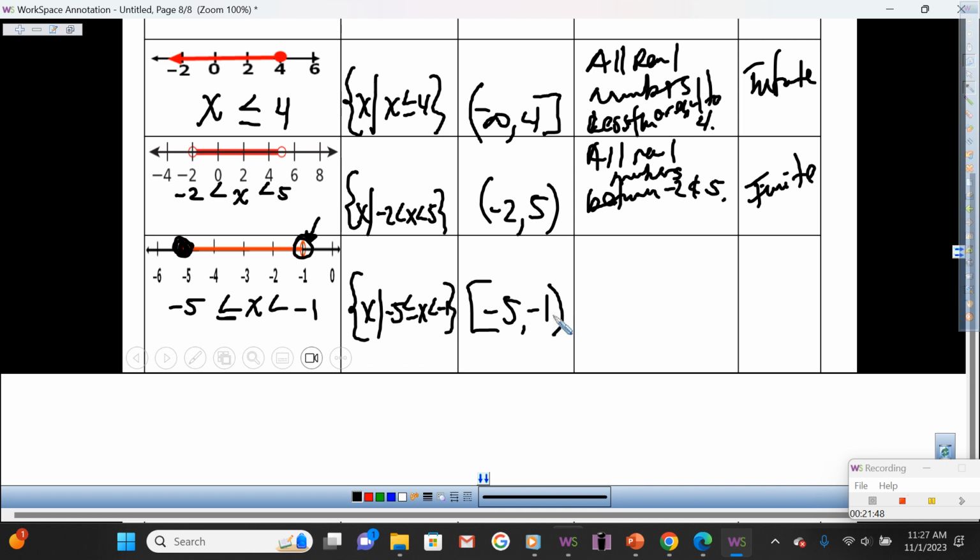So what does it mean in words? Martin. All real numbers between -5 and -1. All right, let's see if we understand what that means. All real numbers between -5 and -1. All right, tell your neighbor a real number between -5 and -1.